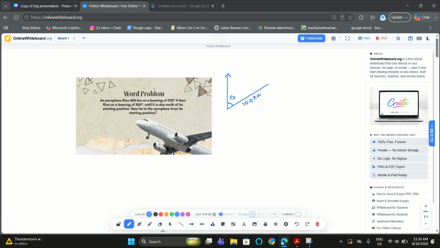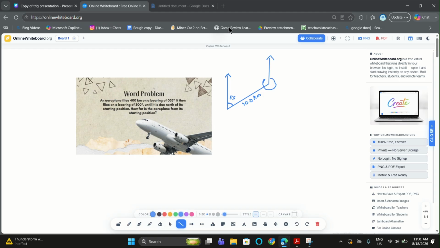So now they're saying that it then flies on a bearing of 300. Again, we draw another north line from where we ended after the 400 kilometers. We make the arrow on top because the north line keeps going. And then we find our 300 degrees. It lies between northwest, right? So this is 90. This is 180. This is 270. And somewhere here is 300. So we draw that line.